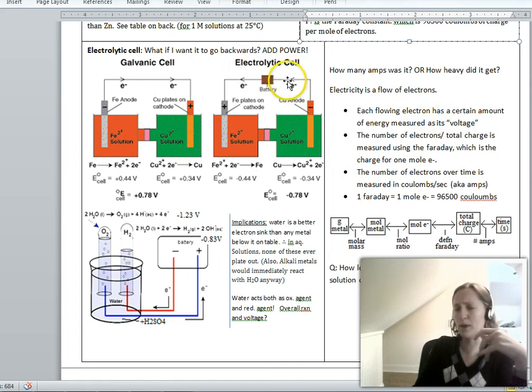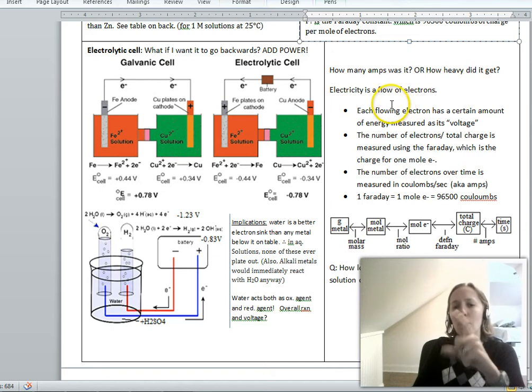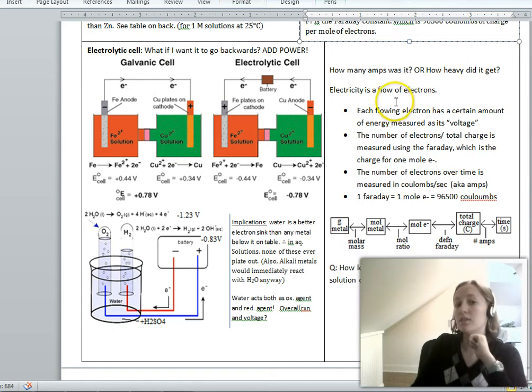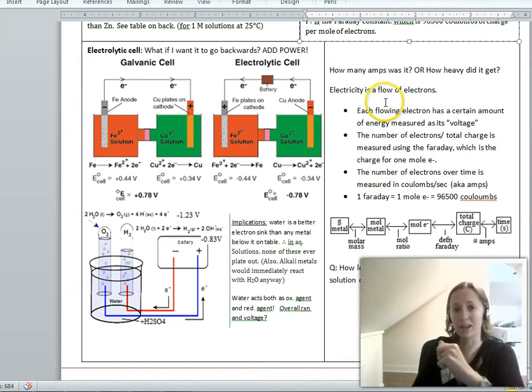You had it plugged up to a power source or a battery or something, and you were running 5 amps through it for 2 hours. How much copper were you able to get out? They might ask. And you're like, gee, I don't know. Or they might ask the question, you were able to get out 50 grams of copper. How many amps did you run?